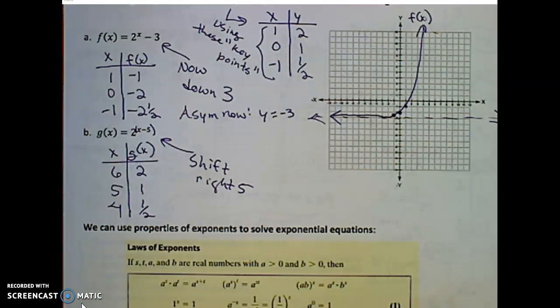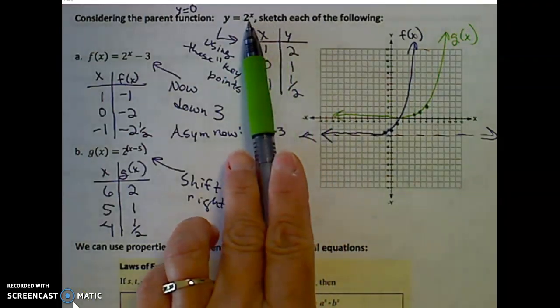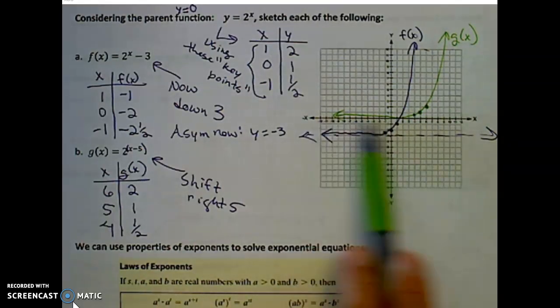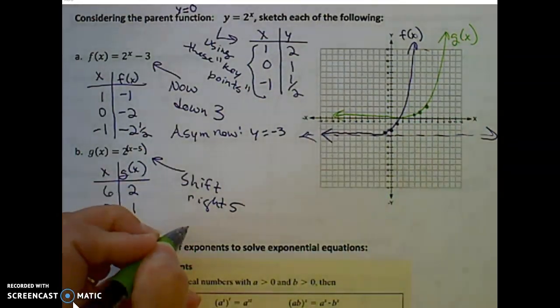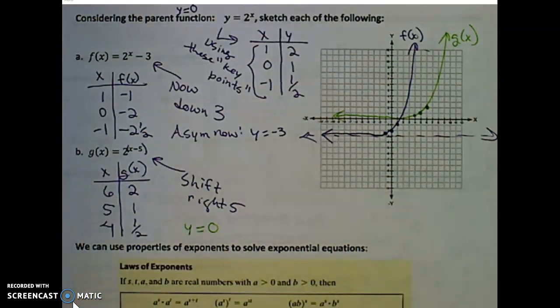Okay, pause and connect those ordered pairs. I'm going to change colors. For g of x, please notice I just took my parent function and shifted it to the right 5. That does not change my asymptote, so that still has an asymptote of y equals 0. Alrighty, so it's a little review of graphing exponential functions.